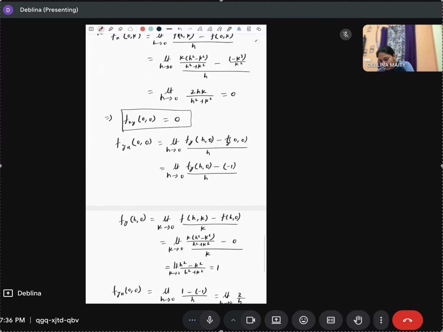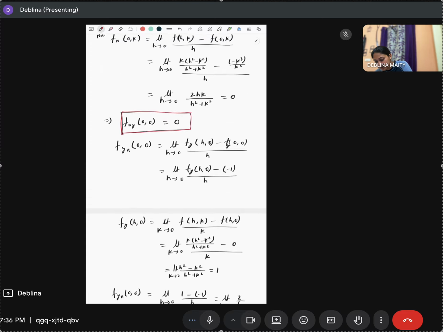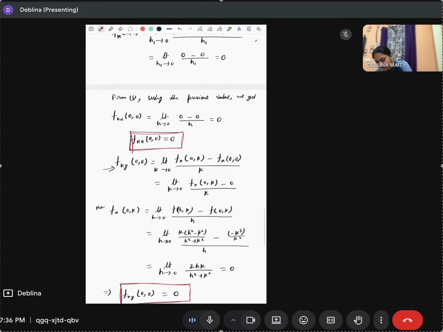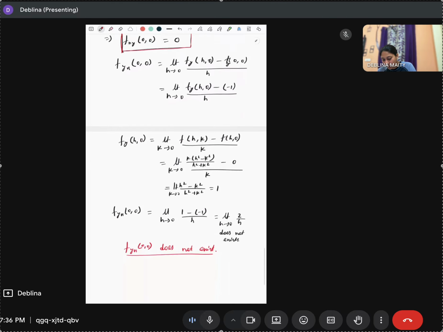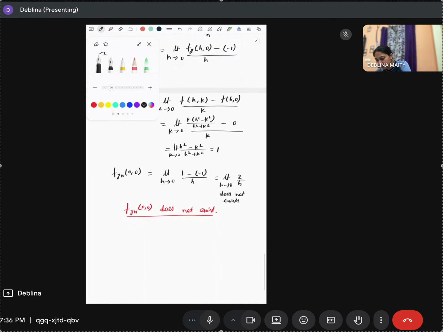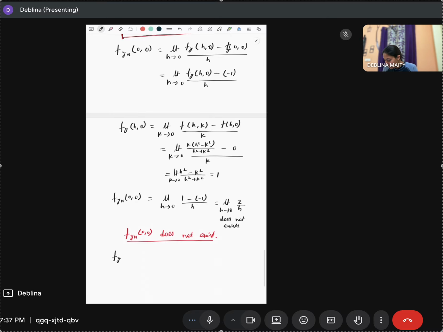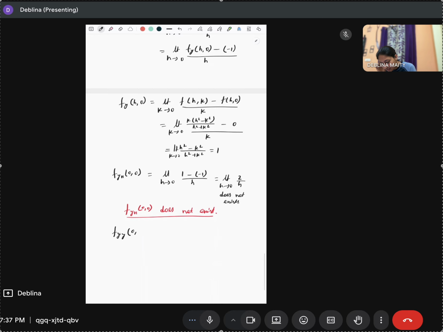Right? And we have f_xx, f_x and f_y, and we have to calculate f_yy. This is the remaining part. So we have to find f_yy(0,0). So this is limit k goes to 0 of f_y(0,k) minus f_y(0,0) by k.